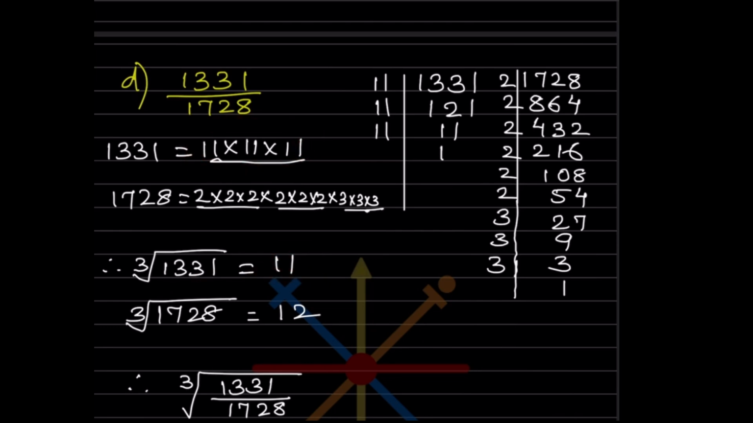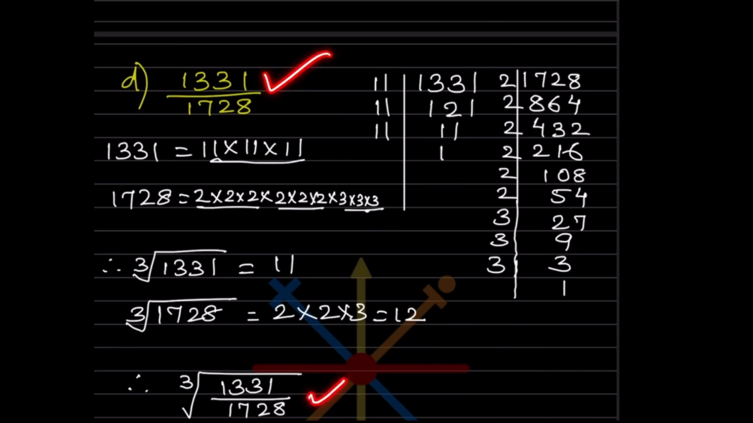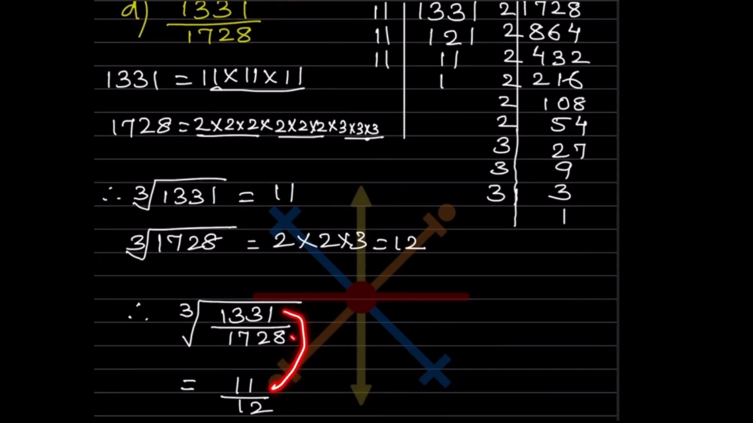And here we can also write this one as 2 into 2 into 3, that is going to be 12. That is for better understanding, because we'll take from here 2, from this pair 2 and this pair 3. So that is going to be 2, 2 and 3. So that is going to be 12. So therefore cube root of 1331 divided by 1728. For this one we have 11 and this we got as 12. So we got this as 11 and this as 12. So this is the answer.